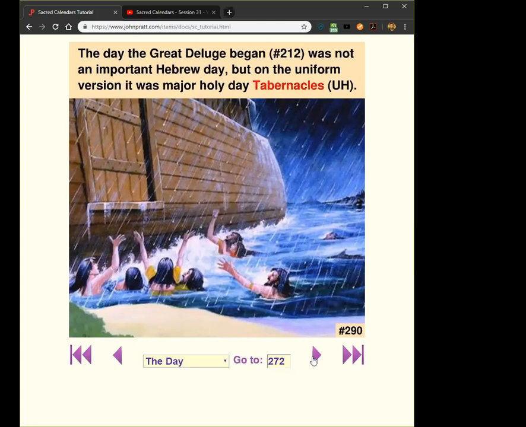On the Uniform Hebrew, it is the major holy day of Tabernacles. And again, it had a lot to do with tabernacles, which is again mortal, having to do with people's bodies, and this time it's their death and not their life. Okay, so that's just a lot of different kinds of uses of the Uniform Hebrew calendar. And we will start on slide 291 next week. So yeah, we're making progress here.